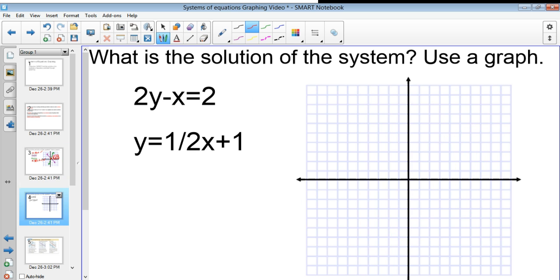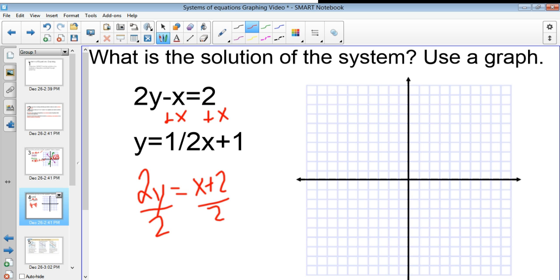So here I have an equation that is not already solved for y. So the first thing that I want to do here is solve this equation. To do that, the first thing I'm going to do is add x to both sides. So that's going to give me 2y equals x plus 2. And then I'll divide everything by 2. So that's going to give me y equals 1/2 x plus 1.